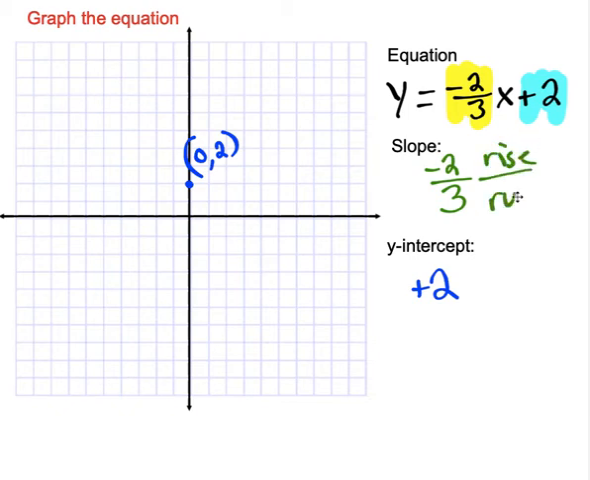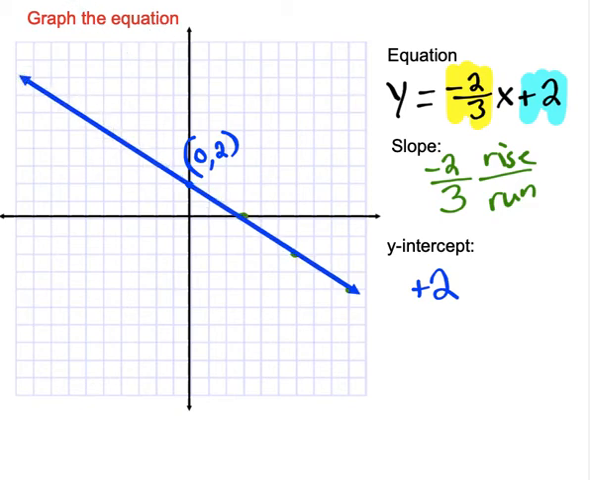As a rise and a run, that means it's going to go down 2 for the rise, over 3 for the run. So starting at the y-intercept, that's what I do. Down 2, over 3. Down 2, over 3. Down 2, over 3. I get a nice row of dots to help me form this line. And there we are.